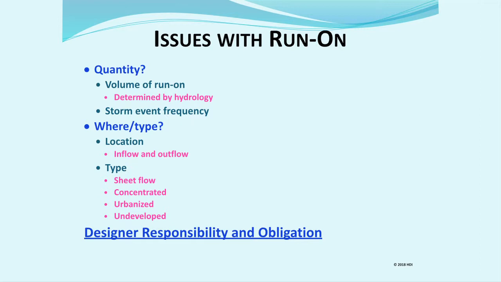I call it the where and the type question. Where is it coming onto your site? Where's the runoff entering your site, and where is it leaving your site? That may play a big factor in the type of BMPs that you utilize on your site. And then what type is it? Are you trying to collect a whole lot of sheet flow? Are you trying to collect concentrated flows? Is it from urbanized areas? Is it from undeveloped areas? That can lead to that next question that I'm going to put on the next slide.